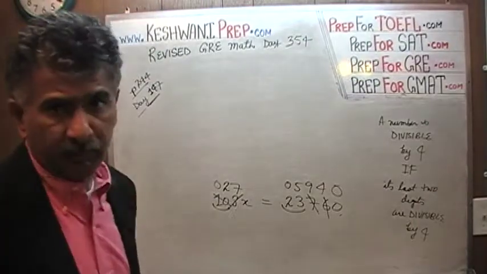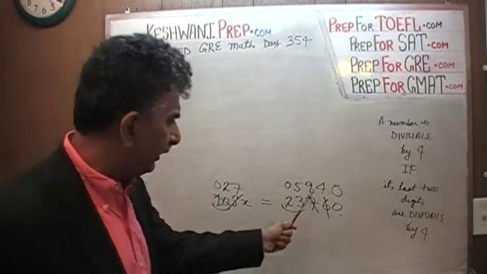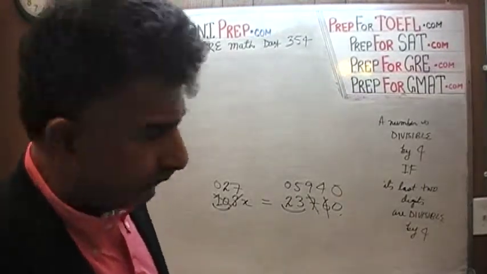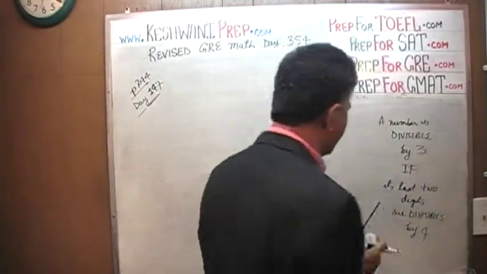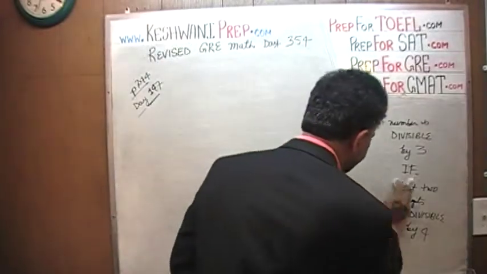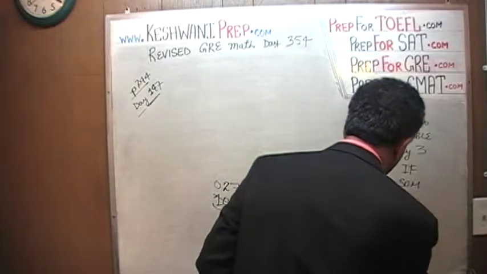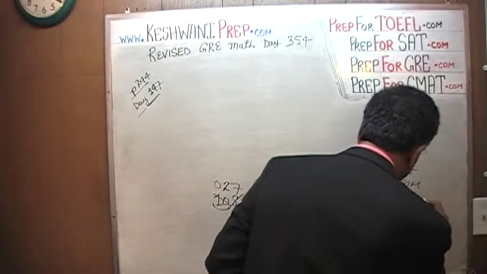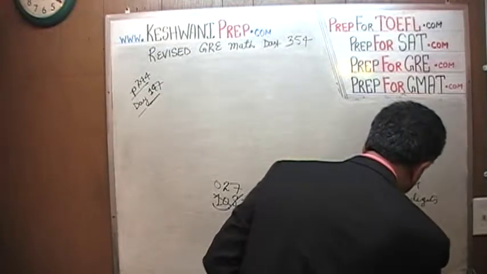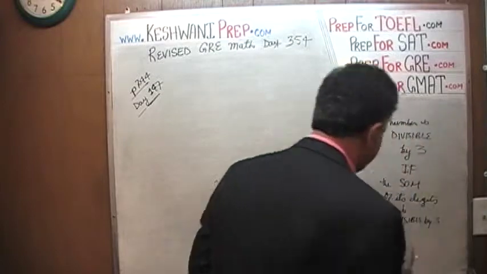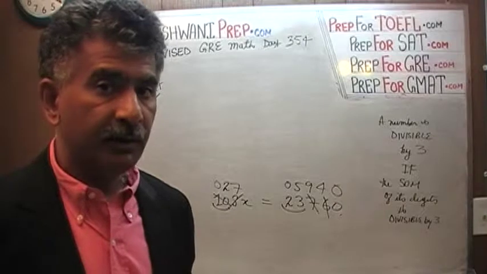But 27 we know is divisible by 3. How can we figure out if this number is divisible by 3? What's the trick? How can we figure out quickly if a given number is divisible by 3? A number is divisible by 3 if what? What's the rule? If the sum of its digits is divisible by 3.